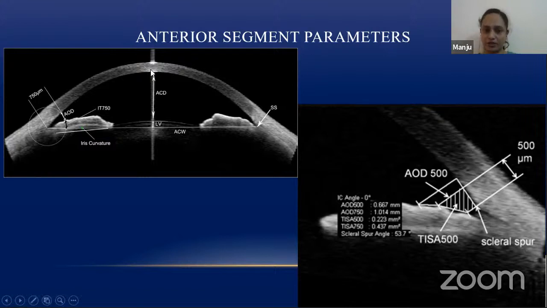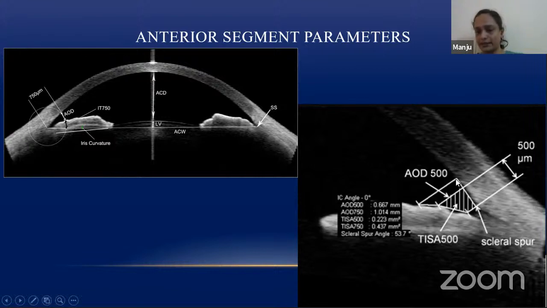You can measure the central corneal thickness, anterior chamber depth, that is from the corneal endothelium to the anterior surface of the lens. Lens vault is the perpendicular distance between the anterior pole of the lens and the horizontal line between the scleral spurs. Various angle parameters are also possible to measure.